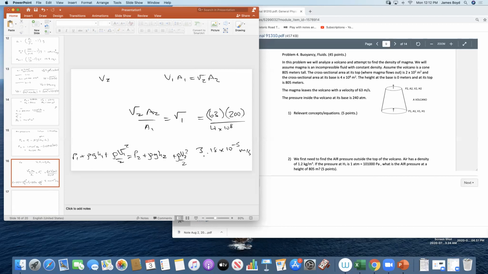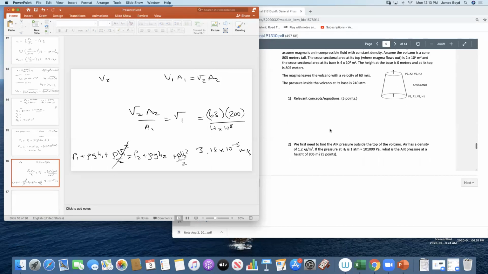If V2, or I'm sorry, if V1 is this small and you're squaring it, this term is essentially 0, right? It's 10 to the minus 10. So we can neglect this term. And that's what I'm getting at.